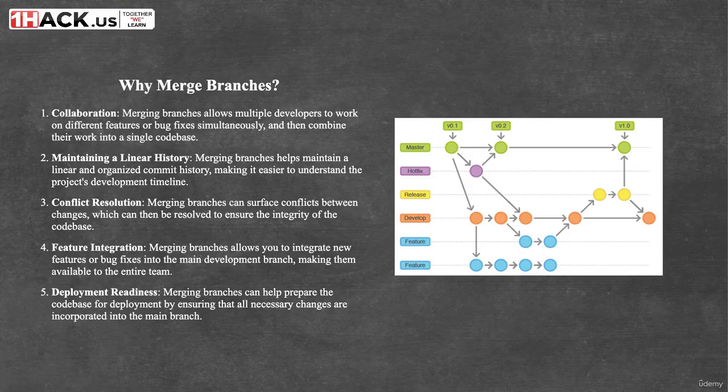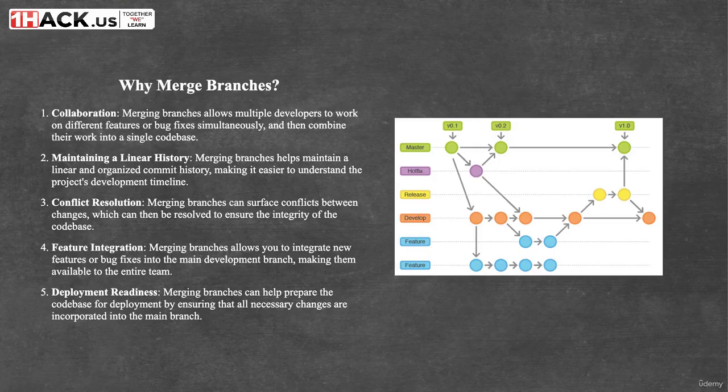Maintaining a linear history. Merging branches helps maintain a linear and organized commit history, making it easier to understand the project's development timeline. This can be particularly useful when troubleshooting or reviewing the project's history. Conflict resolution. Merging branches can surface conflicts between changes, which can then be resolved to ensure the integrity of the codebase. This helps maintain the overall quality and stability of the project.